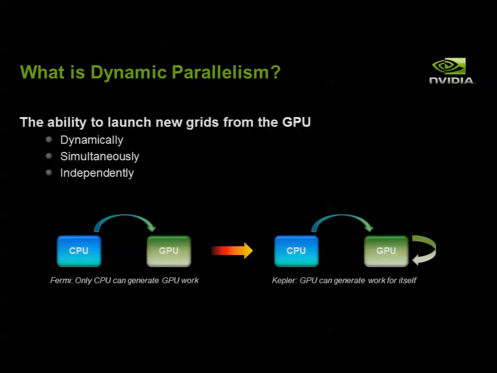So what does that mean? I mean, lots of nice terms, but at the end of the day, it simply means that the GPU can generate work for itself. So in previous generations, it really was constantly a kicking off of the GPU, all driven by the CPU. And now with Kepler, you can do that from within the GPU as well.